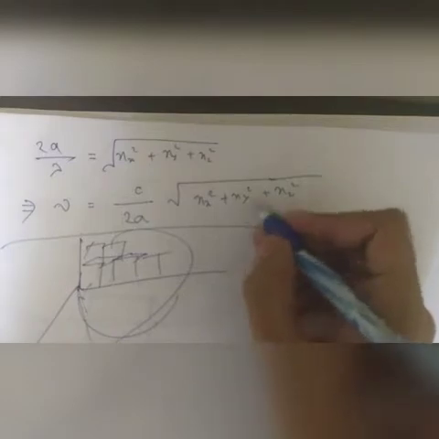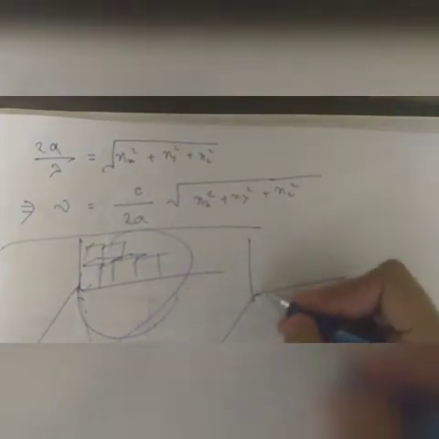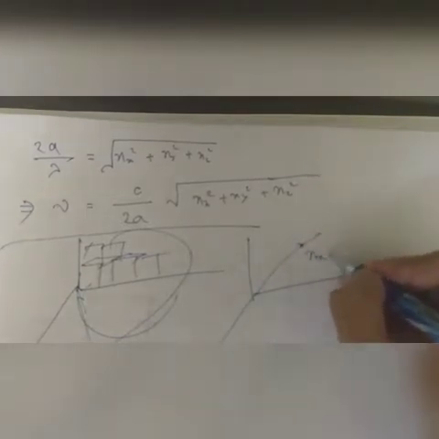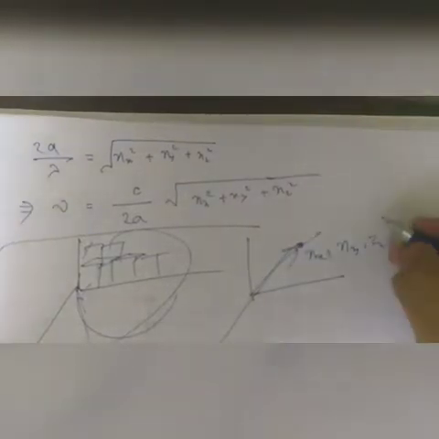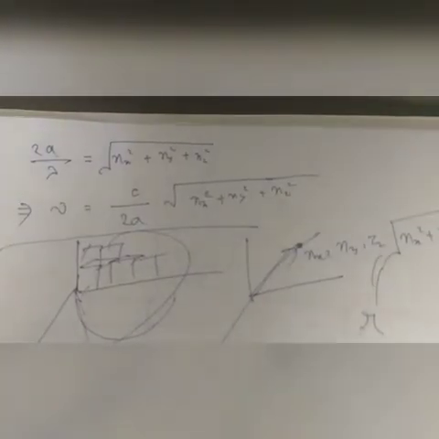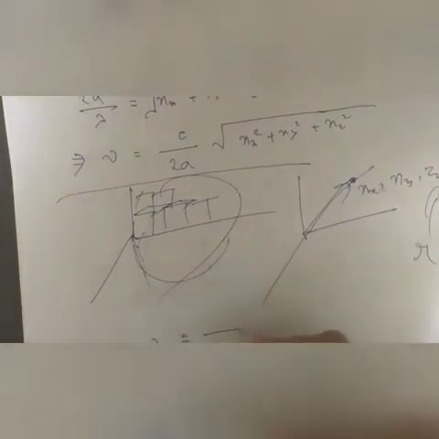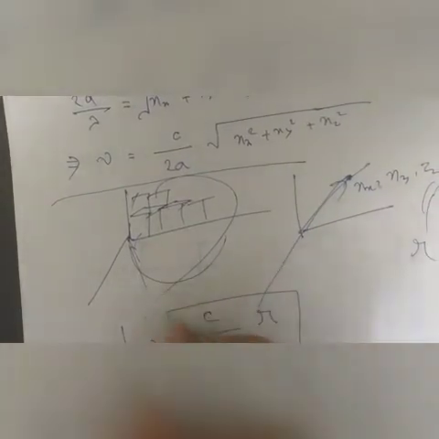In all three axes, the coordinate of a single point can be written as nx, ny and nz. So the distance from the origin will be the square root of nx square plus ny square plus nz square. This is nothing but the radial vector r. So this whole term becomes nu equals c by 2a times r.